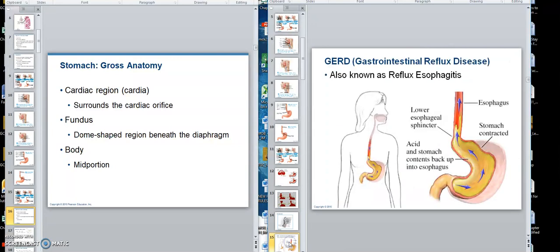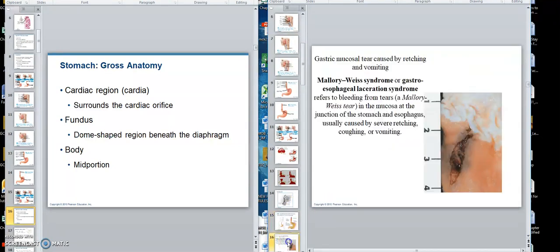Okay. Right here is gastrointestinal reflux disease. See this, when you get the food in the stomach, this should close so that you can work on the stomach. You got a whole lot of acid in there. If you have a weak lower esophageal sphincter, you can reflux back up. And when you reflux back up, you could do a lot of damage and even tear that mucosa there, Mallory-Weiss tear. I'm going to have to close here.